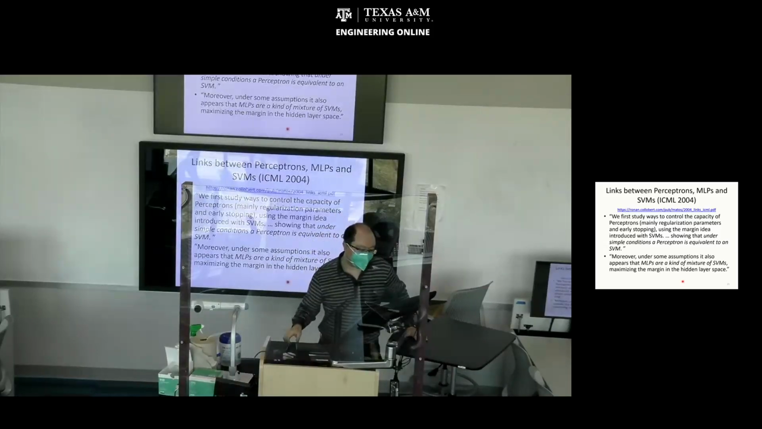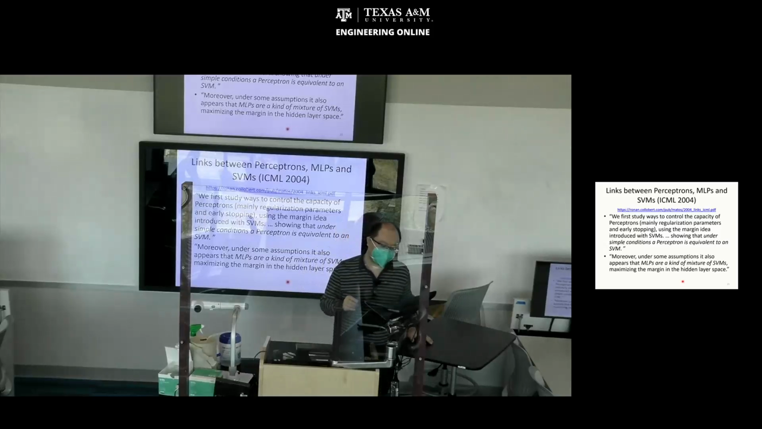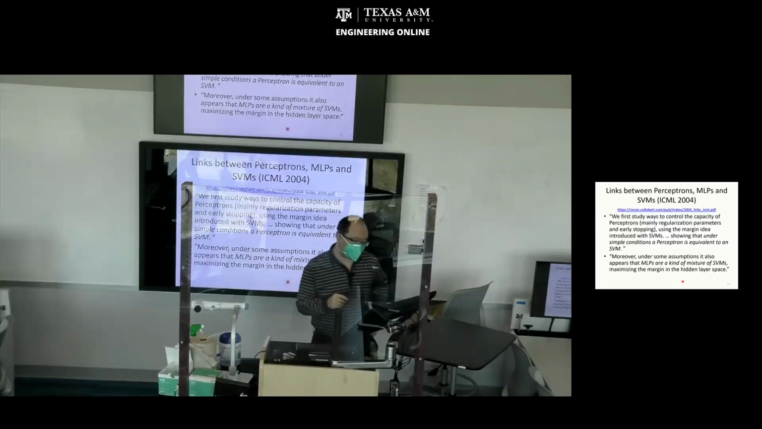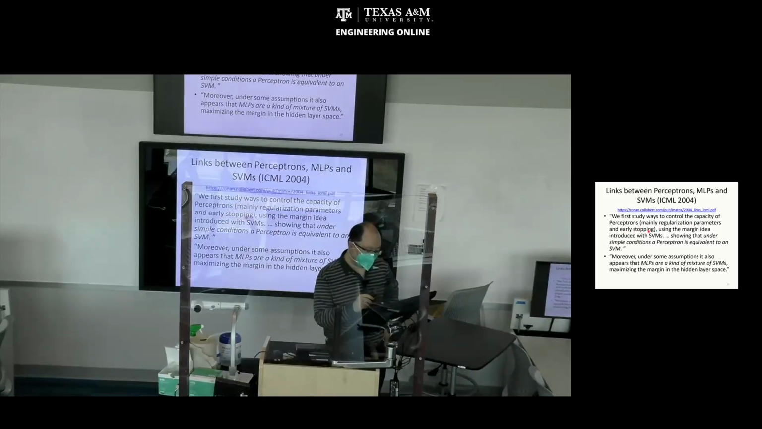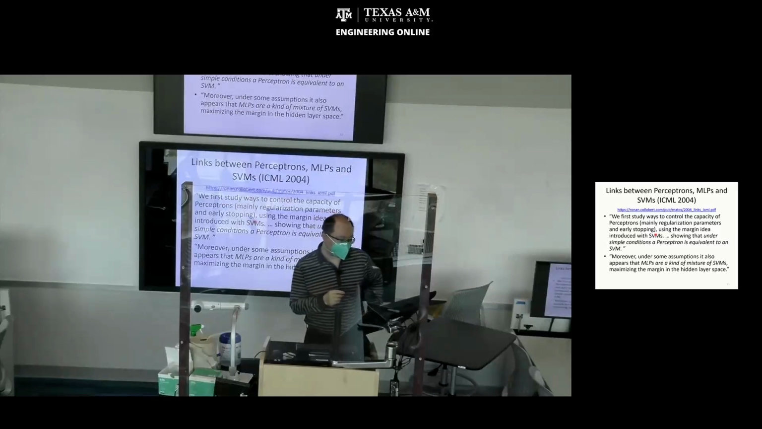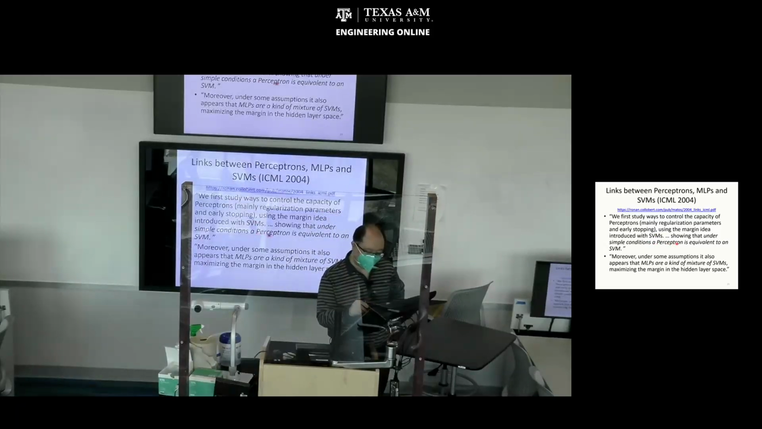So this was a 2004 ICML paper, right? If you read this abstract, it's very interesting. We first study ways to control the capacity of perceptrons, mainly regularization parameters and early stopping, using the margin idea. Remember, support vector machines is about margin maximization. Showing that under simple conditions, a perceptron is equivalent to an SVM. There are a lot of proofs in that paper, but under some simple conditions, a perceptron is equivalent to an SVM.